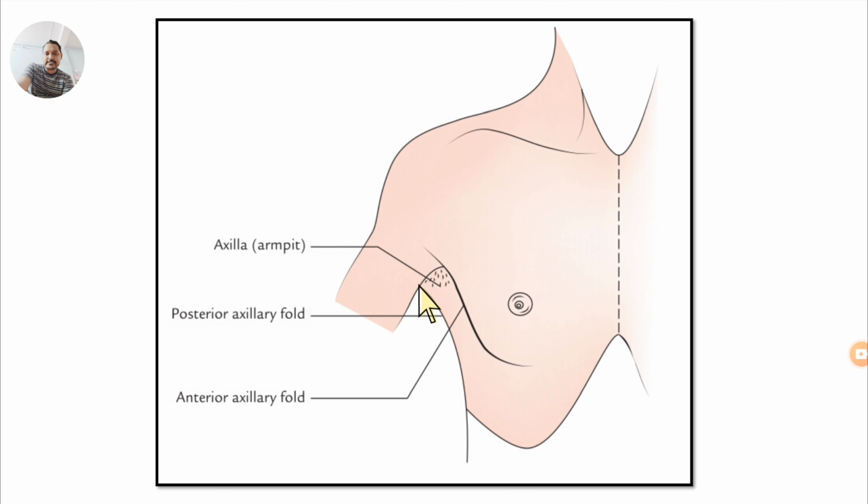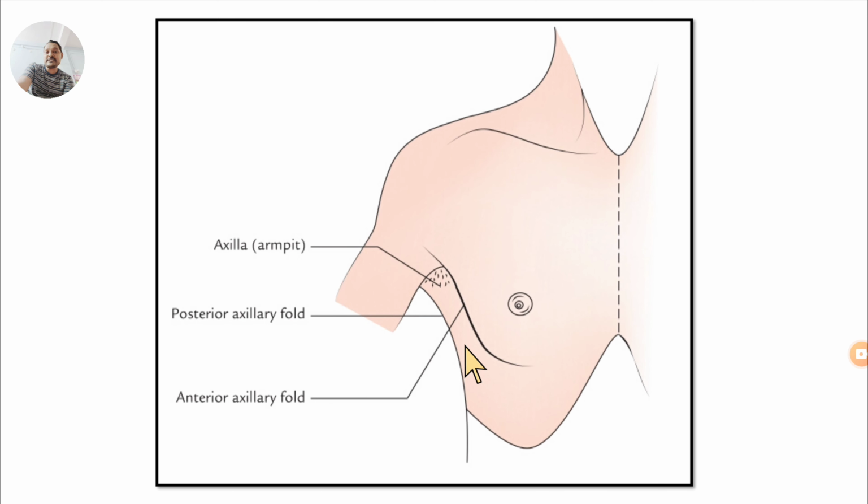The base of the axilla is formed by the axillary skin and the fascia which is deep to that skin. So this is the base. Anterior, again the posterior wall, the lateral wall, and the medial wall. You can see all over they are covered by the skin.